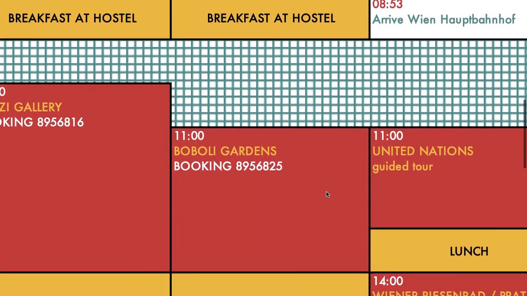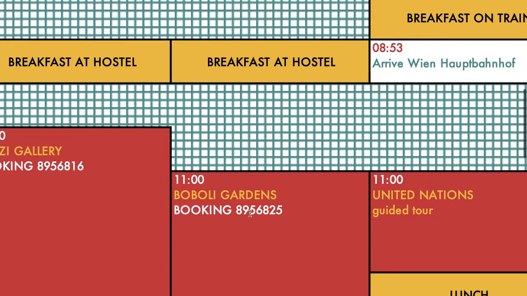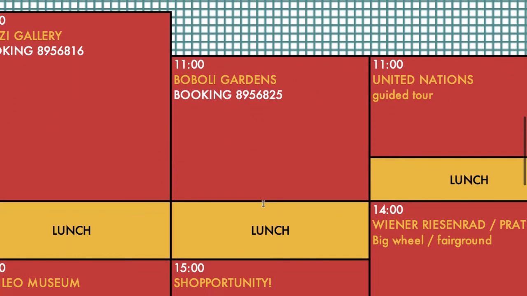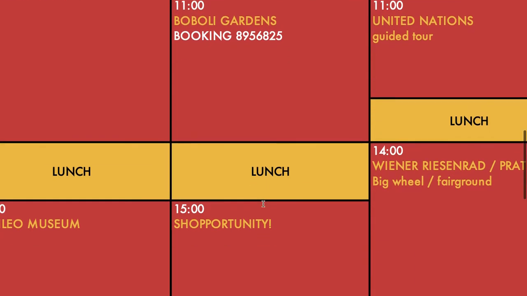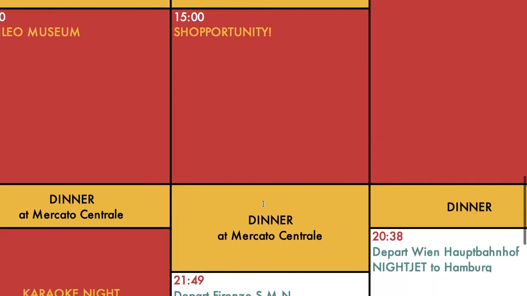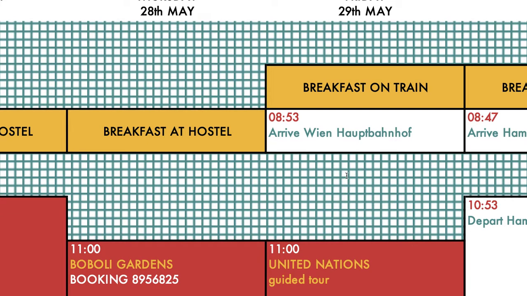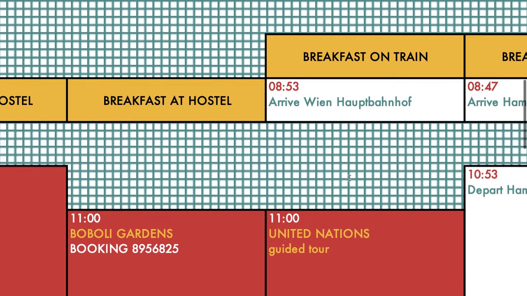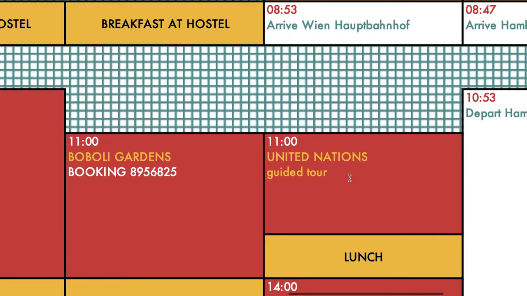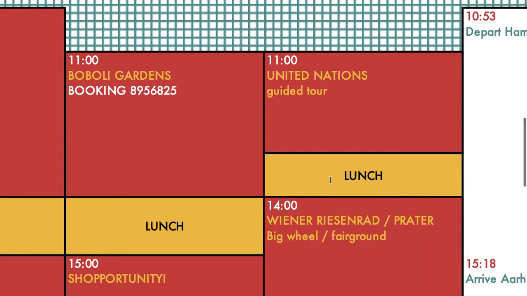And then on the Thursday, we would have gone to the Boboli Gardens, which is nice and would have been free. Then a shopping opportunity. Then an overnight train to Vienna. On the Friday, we would have woken up in Vienna. Then I'd planned a guided tour at the United Nations. That costs a small fee, well worth the money. Good educational activity, also very interesting.